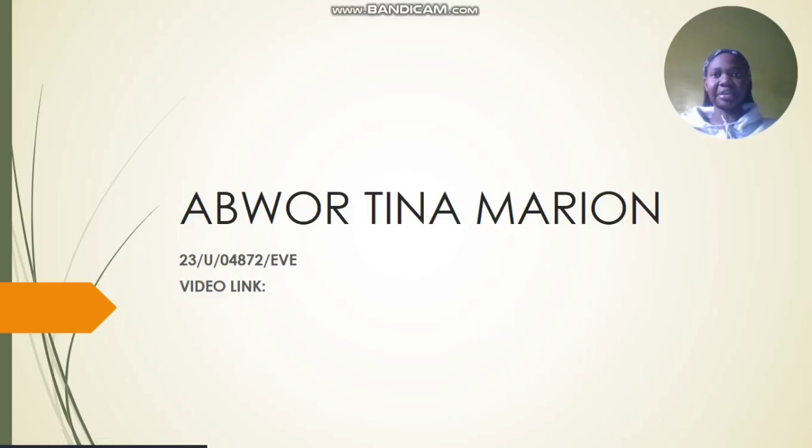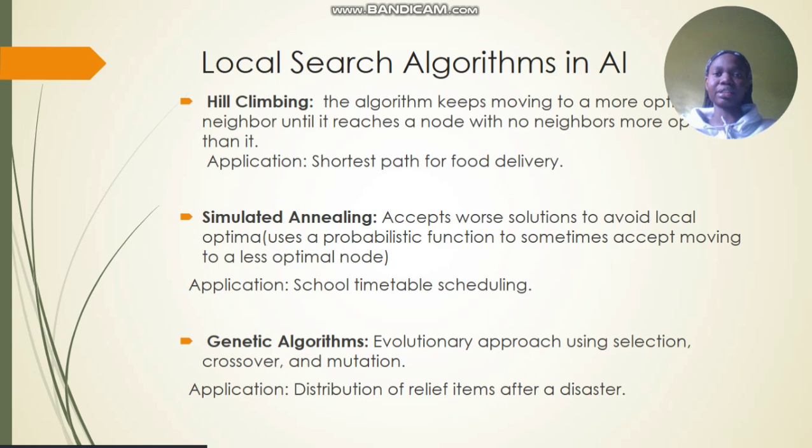I'm Oboriti Namarin. I'm going to give you an overview about local search algorithms, adversary search, and adversary machine learning. Among the local search algorithms we have in AI is hill climbing, which is a straightforward type of algorithm. It looks at the shortest or the quickest solution to a problem. An example is the shortest path for food delivery.